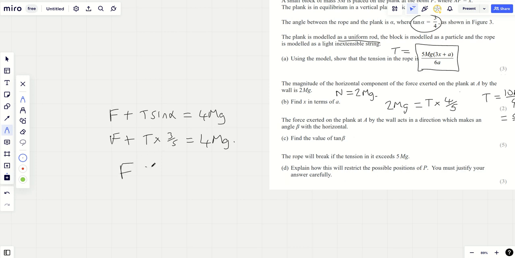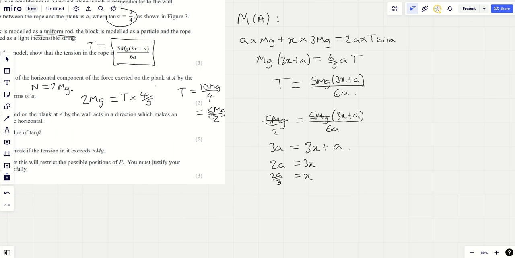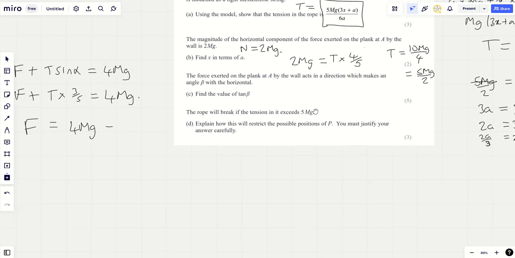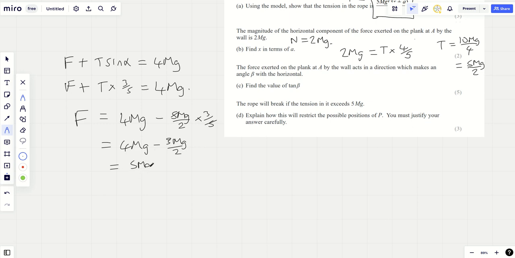And so F equals 4 mg minus, now for t here, we could use 5 mg over 2. That looks like a sensible way to do it. So we'll do 5 mg over 2 times by 3/5. That's nice because 5's cancel, and we end up with 4 mg minus 3 mg over 2, which is, of course, 4 minus 1.5, which is 2.5 mg, or 5 mg over 2.